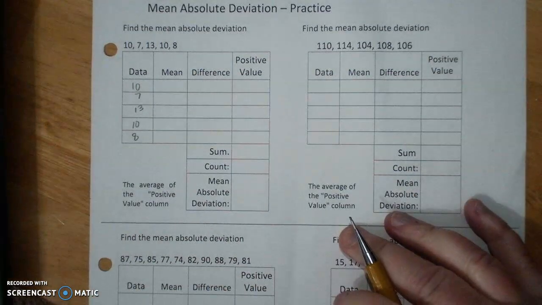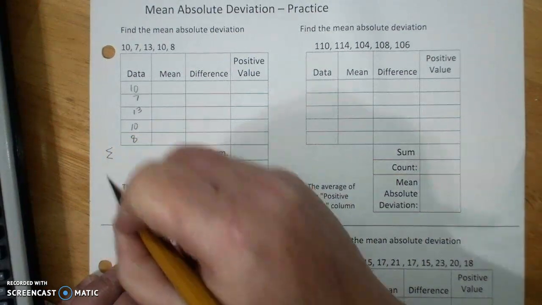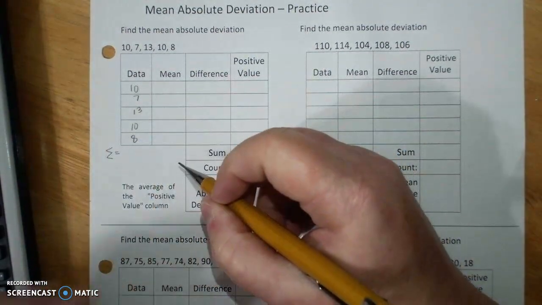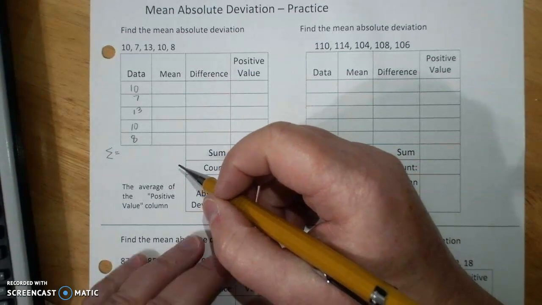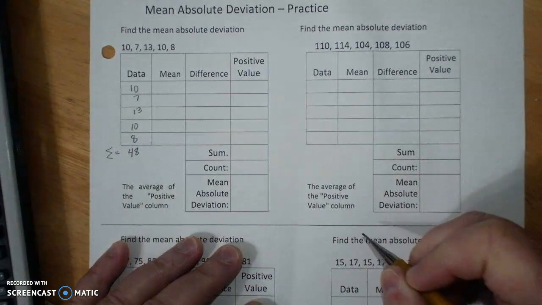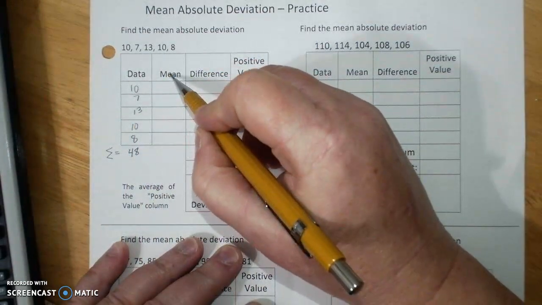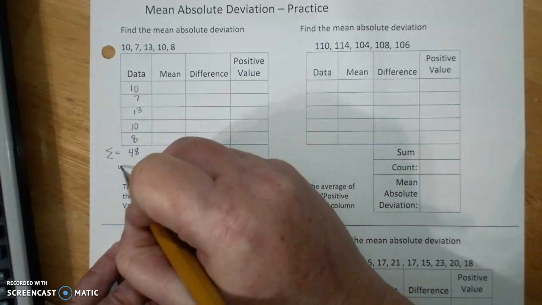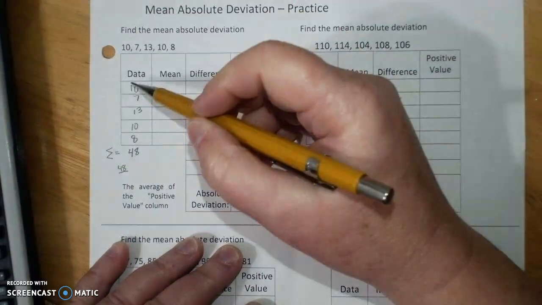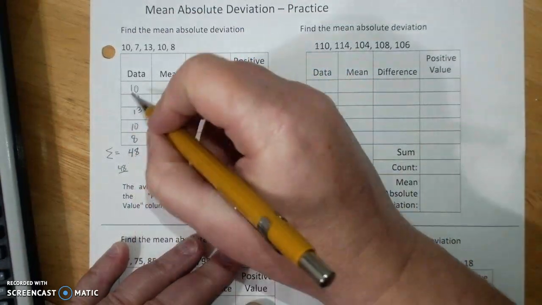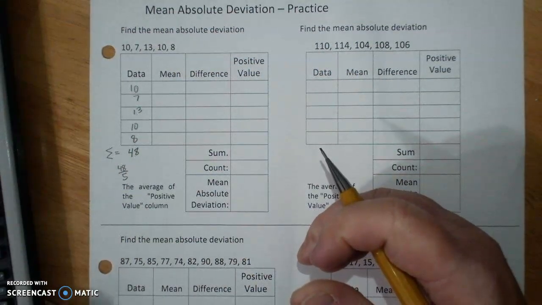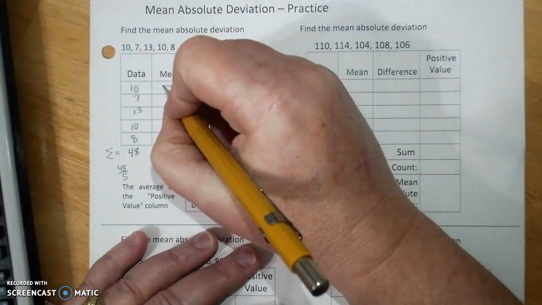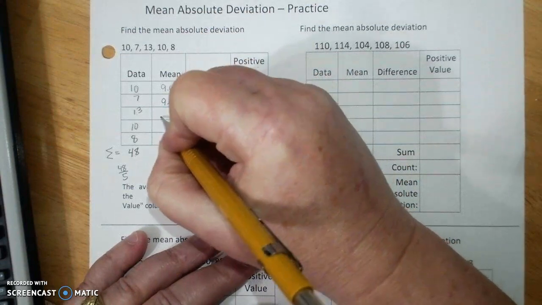That's your data. You're going to add it up. That's the fancy way to say sum. And so you're going to add 10 plus 7 plus 13 plus 10 plus 8, and you're going to get 48. To get the mean, you're going to take 48 and divide it by the number of data values. 1, 2, 3, 4, 5. So you're going to divide by 5. And 48 divided by 5 is 9.6. And now that's the average of everything.